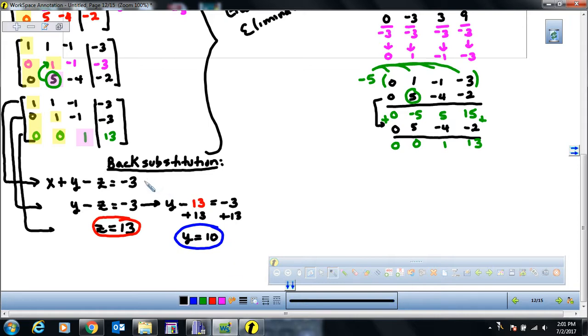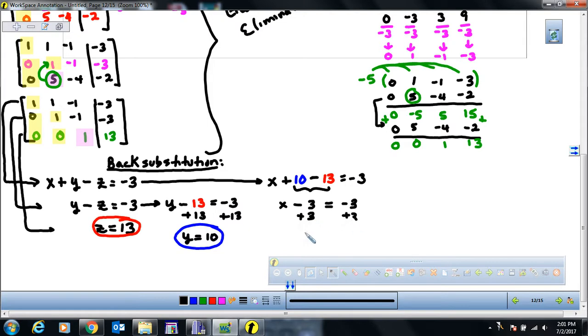So how do we find x? We're going to go back to the first equation, x plus, and then we already know that y is 10, so we substitute y with 10, minus z. But the z we already know is 13, so we replace the z with 13, and that equals -3. So right here we can combine like terms, so it's going to give us x minus 3 equals -3, and to solve for x, we add 3 to both sides, so that gives me x is equal to 0.